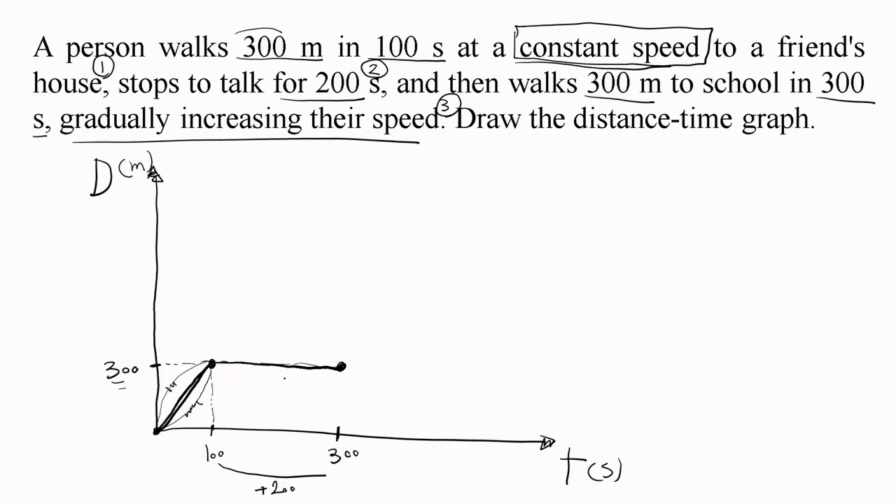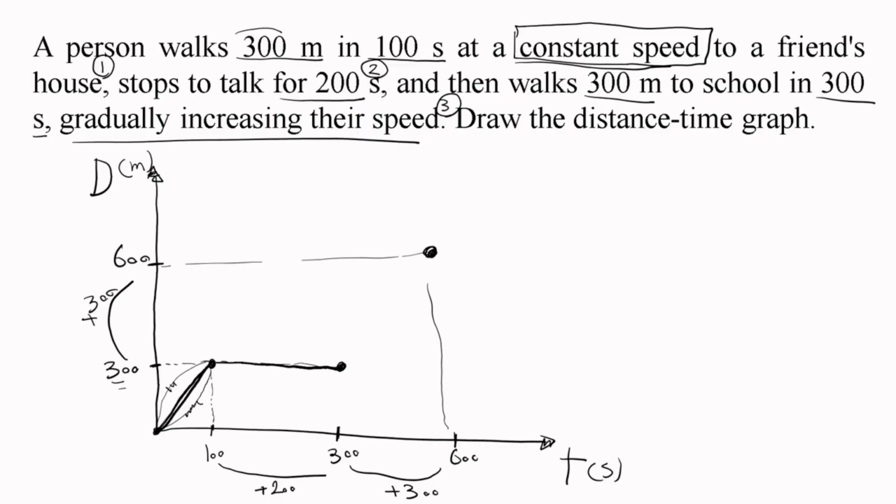Then he walks another 300 meters to school. So we must add this 300 to another 300, which is going to be 600. And this part is going to take 300 seconds. So I must add 300 to this axis. I'm going to reach 600. I'm going to continue them until they intersect, right? Now I must connect these 2 points.